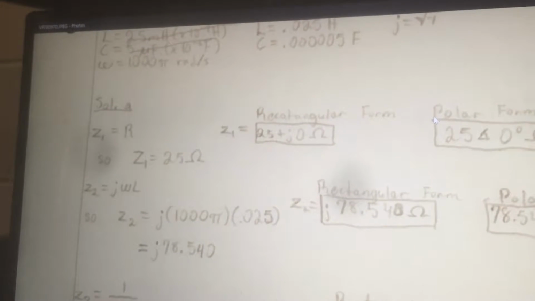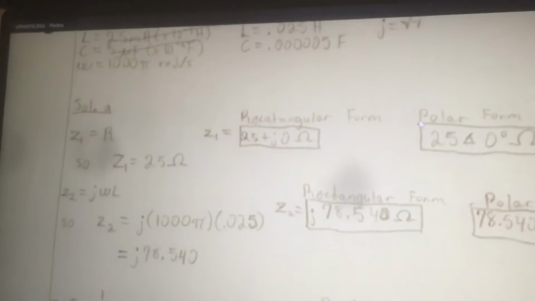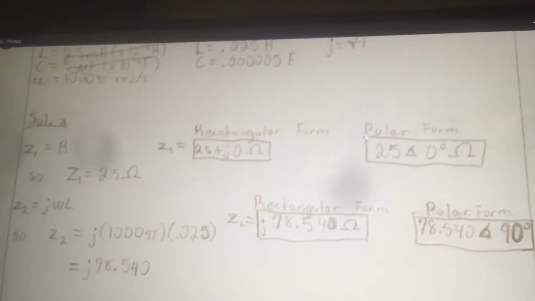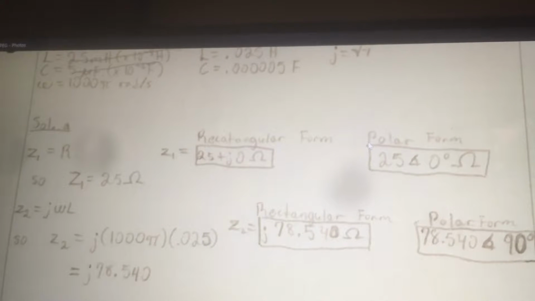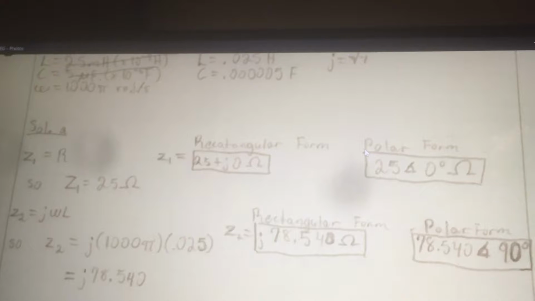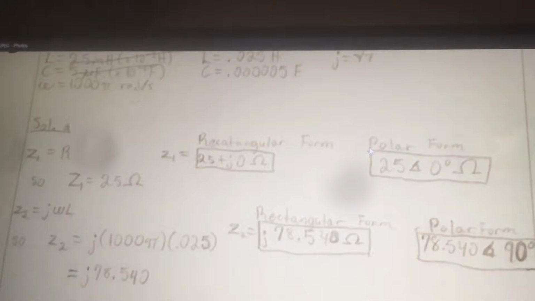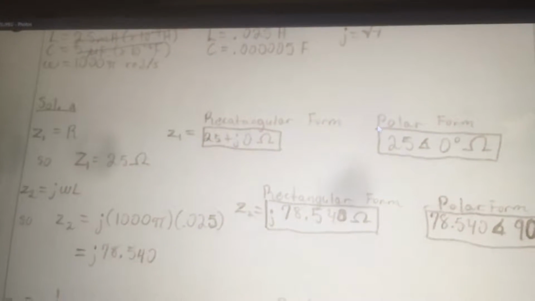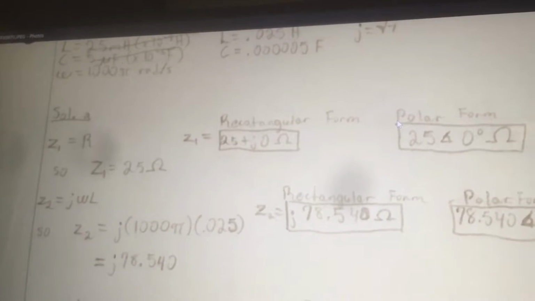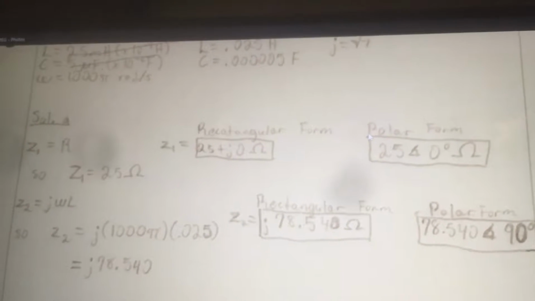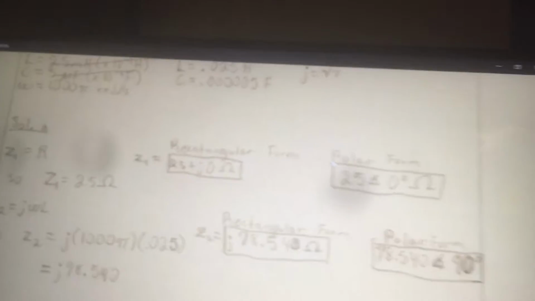For the rest of solution A, Z2 is equal to J times omega times L. Z2 is equal to J times 1000 pi, because 1000 pi was said to equal omega, and 0.025, which was converted to regular henries from 25 millihenries. And that simplified to J times 78.540. I went out to 3 significant figures.